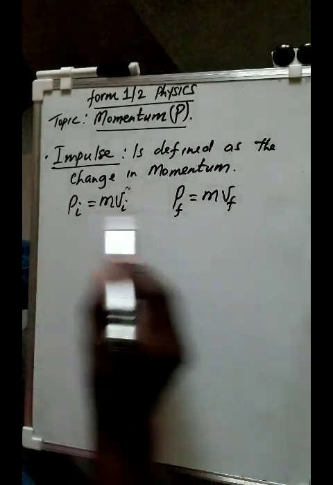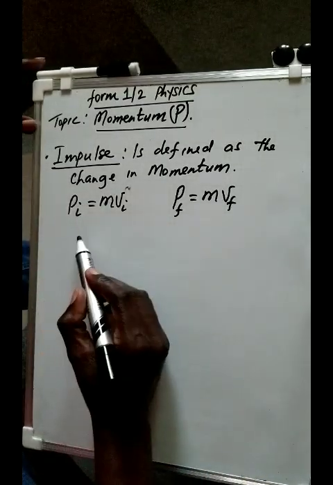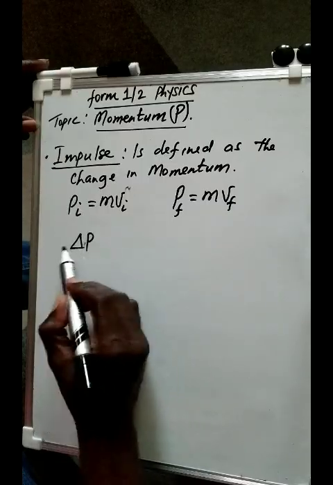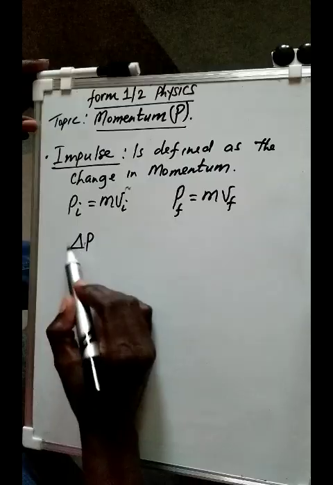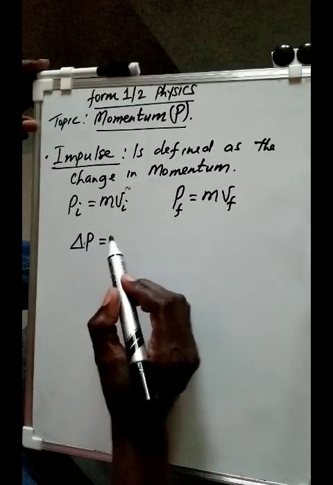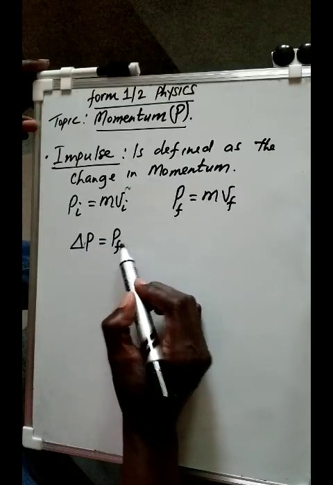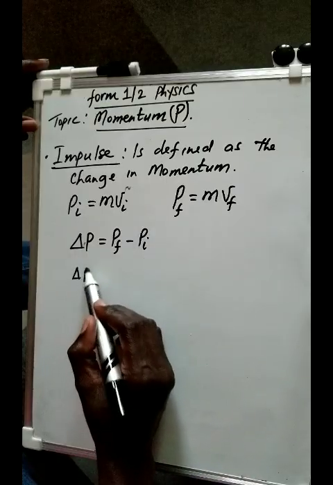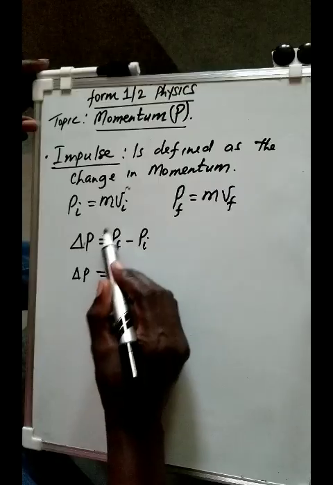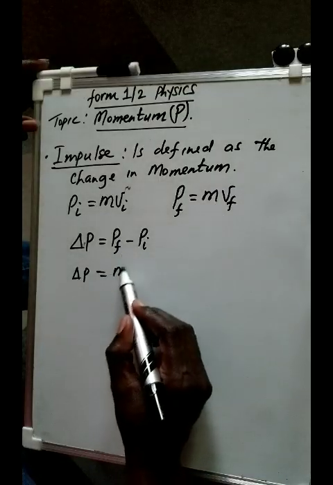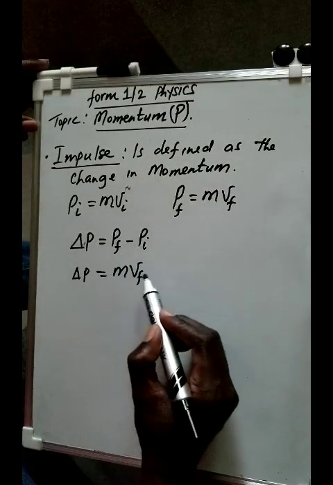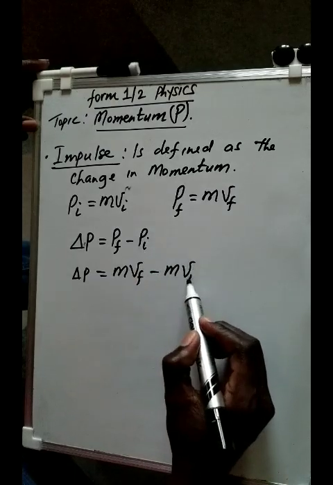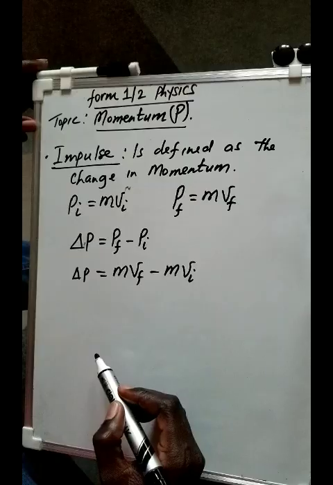So if I told you to find the change in momentum represented by delta P, this triangle is delta, that means change in momentum. It would have been equal to the final momentum minus the initial momentum. So therefore delta P would be equal to the final momentum, which is the mass multiplied by the final velocity, minus the initial momentum, which would be the mass multiplied by the initial velocity in this case.